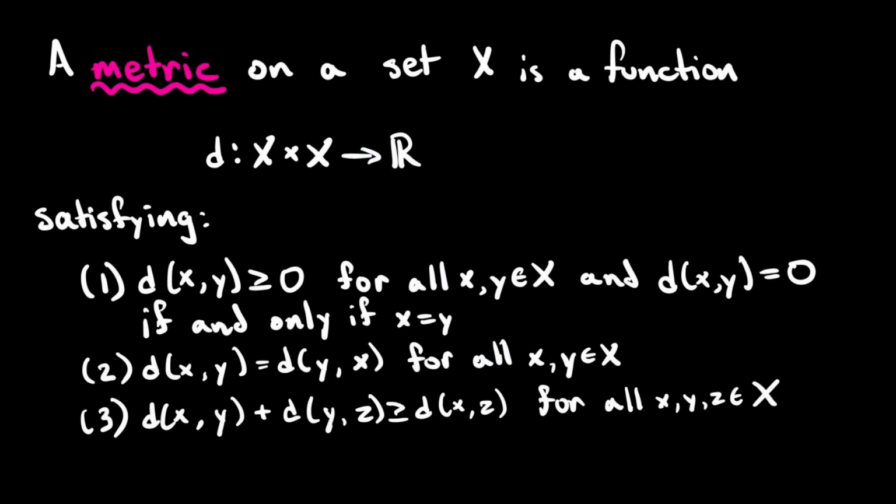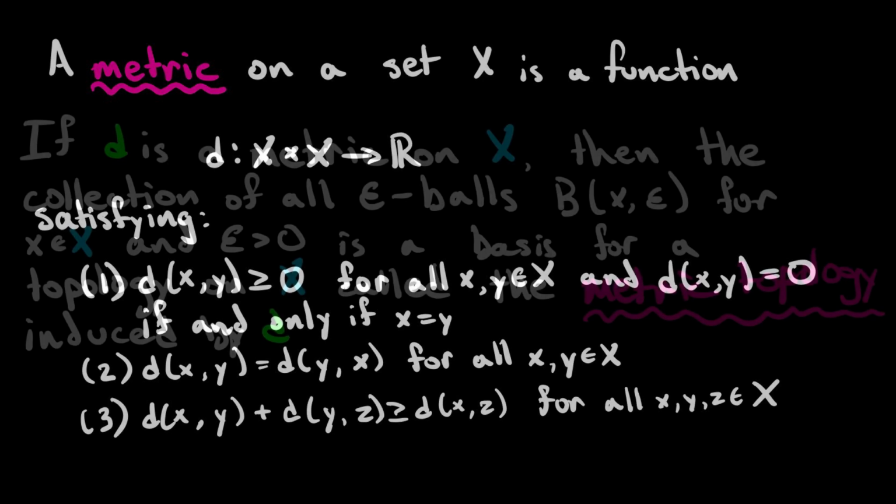A metric D on a set X is a function from X cross X to the reals satisfying three properties. First, the function is always non-negative and only equals 0 when considering the distance from a point to itself. This follows the way we view distance in our daily lives. Second, the distance from x to y is the same as y to x. Third, also known as the triangle inequality, requires that going from x to y, then y to z, is equal or longer than going from x to z.